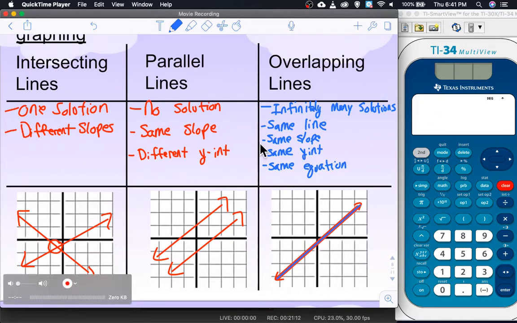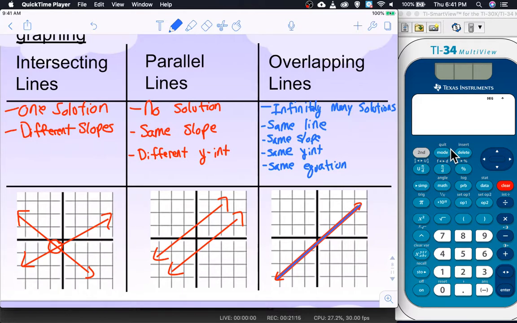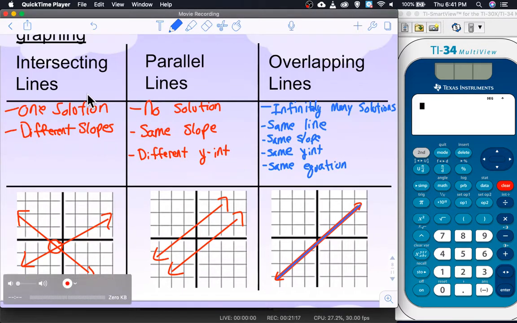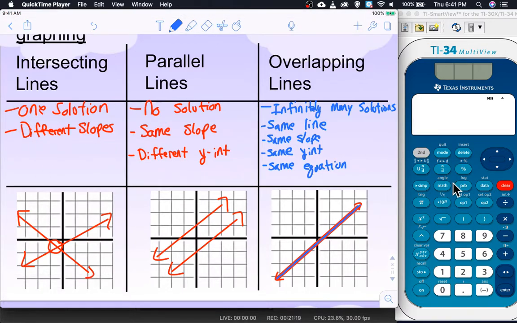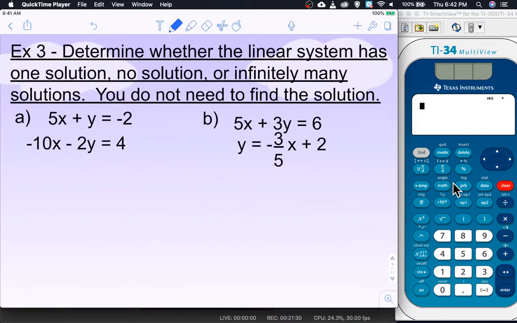So why are we doing this? Well, first off, it's just a good overview of what we learned in this lesson and tying it in with the previous lesson. But also, there are some problems where they don't actually care what the answer is, or they're not going to say, find the solution. It might be something more like this.